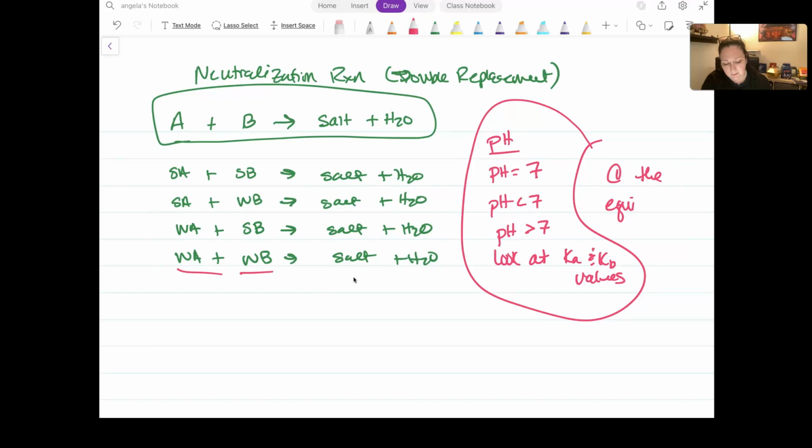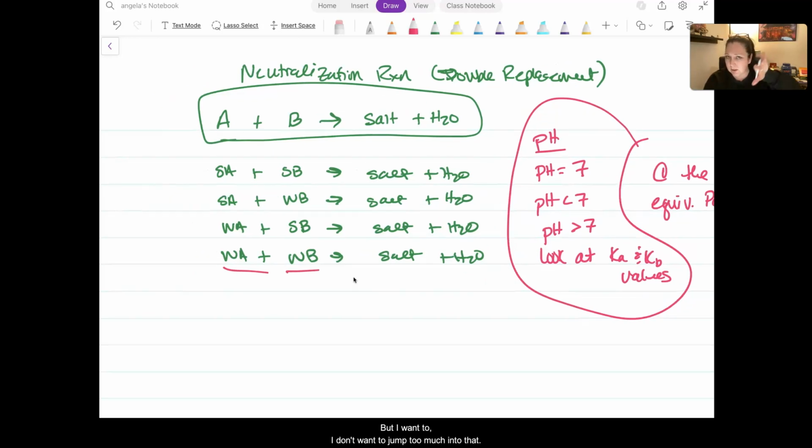That's a new word. And you're like, what is an equivalence point? You're about to find out. Okay. So when I'm talking about these pHs, it's going to be at this equivalence point. Equivalence point we'll talk about in just a second. When we look at it graphically, it'll help get a visualization for what's going on. But I don't want to jump too much into that.